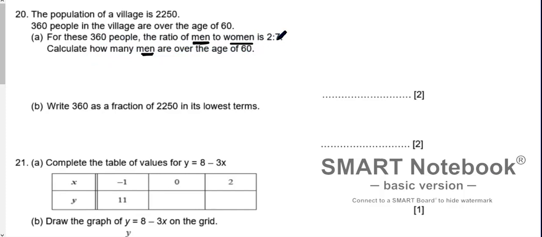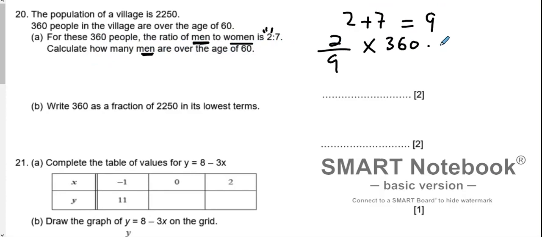So I'm going to do 2 plus 7 equals 9. So I need how many men? Men to women is 2:7, so I'm going to take 2/9 multiplied by 360. 360 divided by 9 is 40. 40 times 2, you get 80. So we have 80 men here.